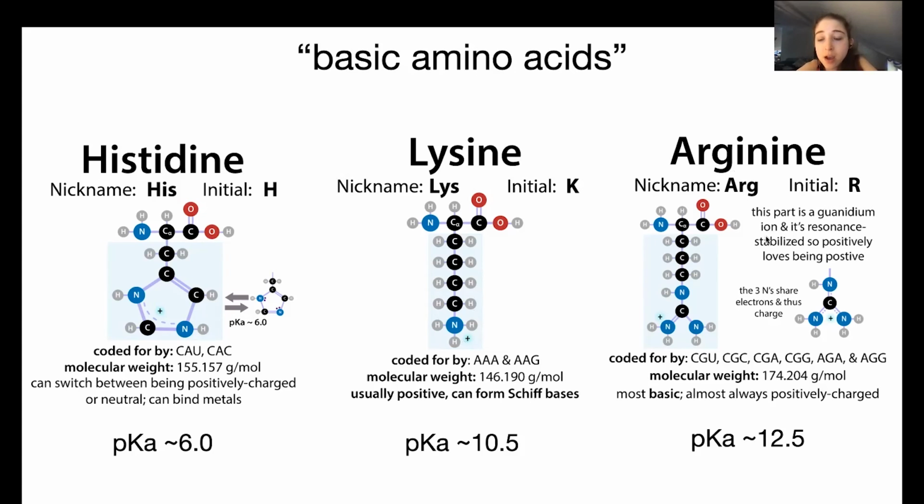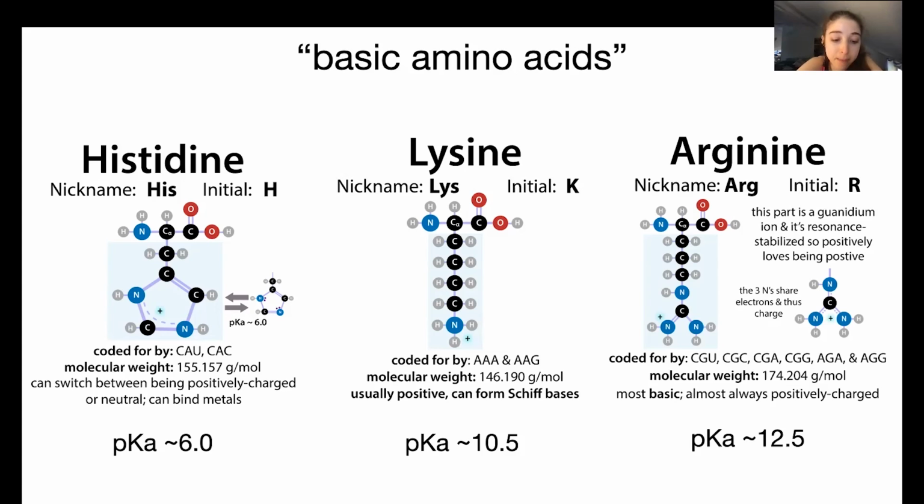Arginine is super hard to deprotonate because it's really happy. Although we draw it with one double bond and one single bond, the positive charge here is actually resonance stabilized. So these 3 nitrogens are all helping share that charge. And so this is really stable and really happy, this guanidinium ion. So this is why it's always positively charged.